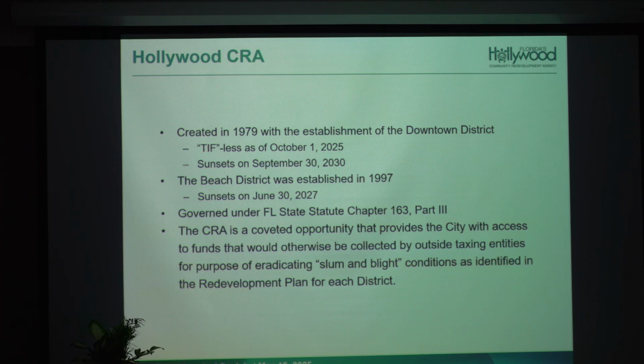The CRA is governed under Florida State Statute Chapter 163.3, and it's really a coveted opportunity that provides the city with access to funds that would otherwise be collected by outside taxing entities for the purpose of eradicating slum and blight conditions as identified in the redevelopment plan for each district.